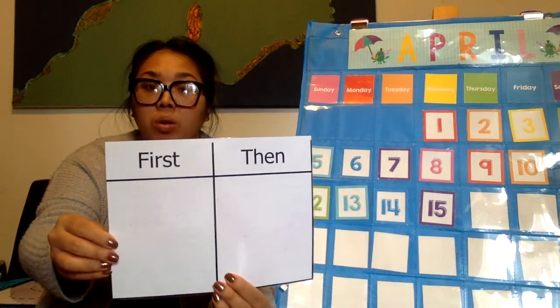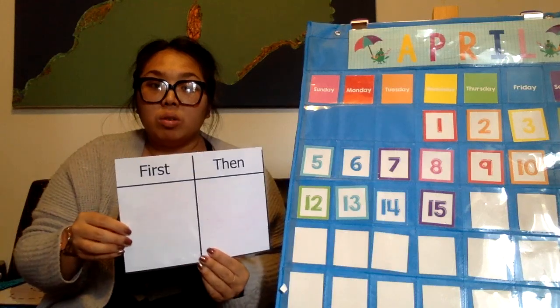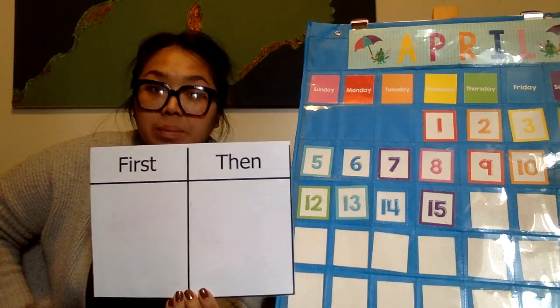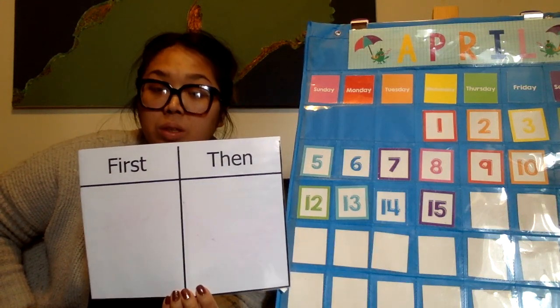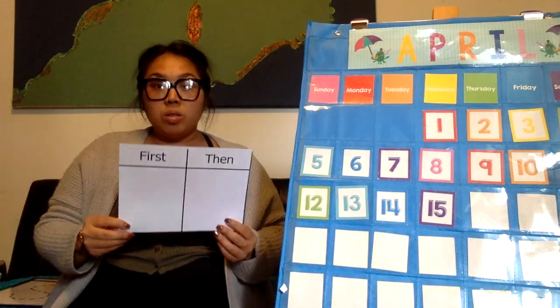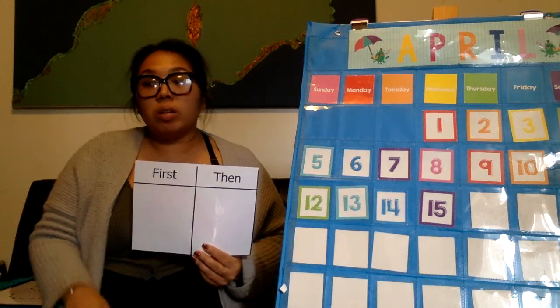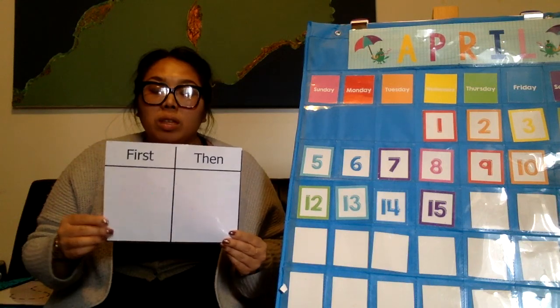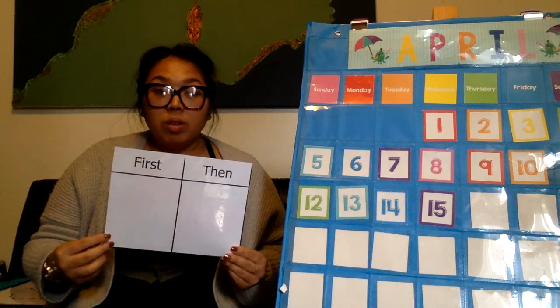A first then board can be very beneficial so that the students can expect what is coming next. It can also be used for tasks that are more difficult for the student to participate in. Let's say your student has a hard time reading, or they don't like counting, doing specific sit down activities. This can be utilized so that they know what the expectations are for them.